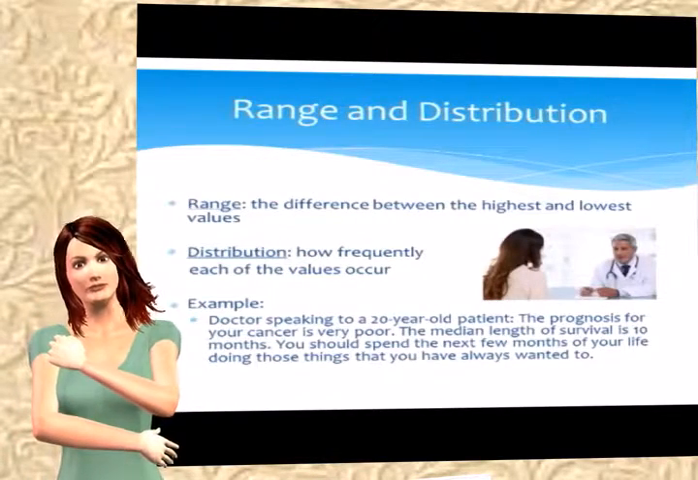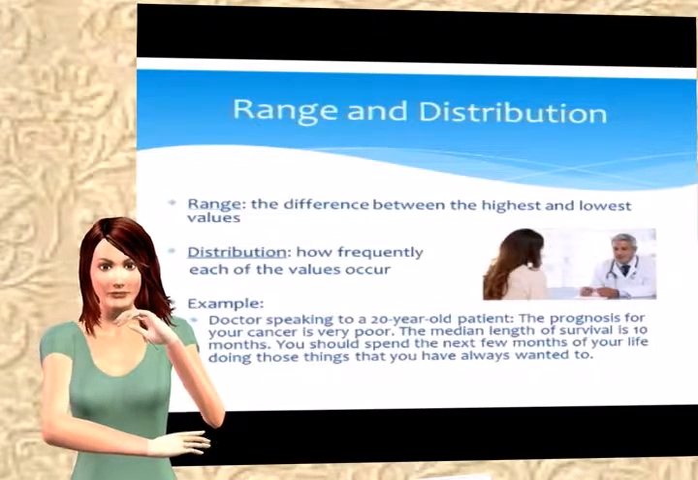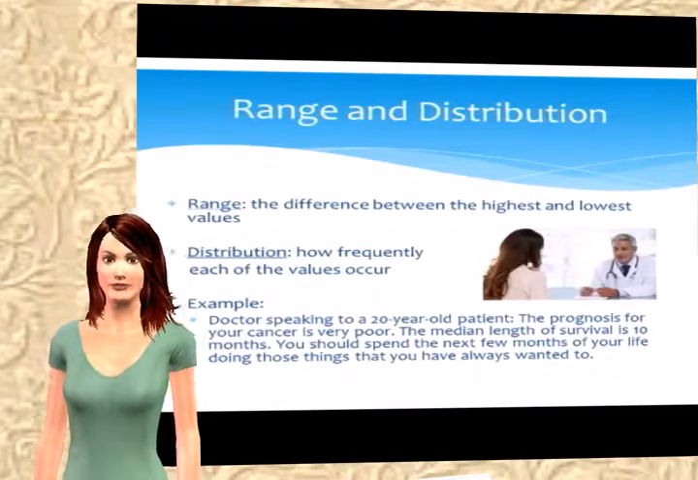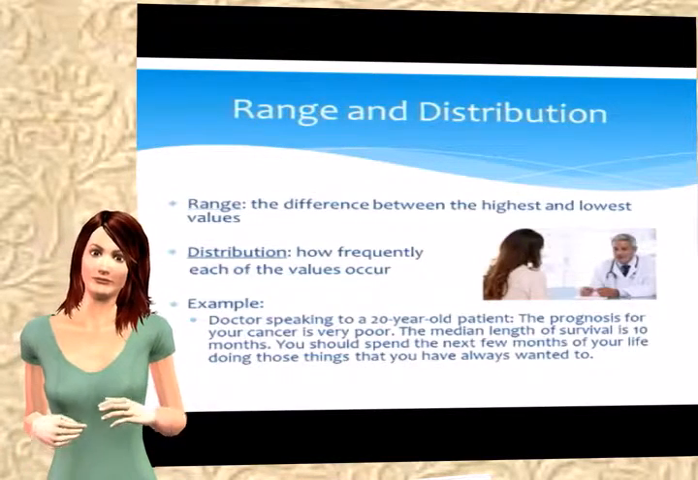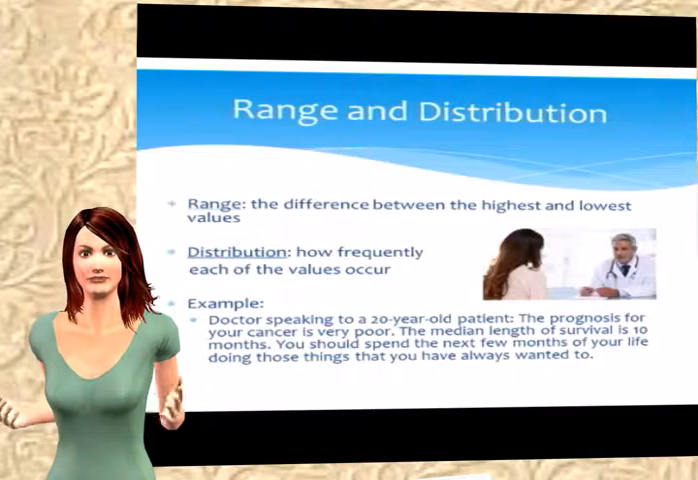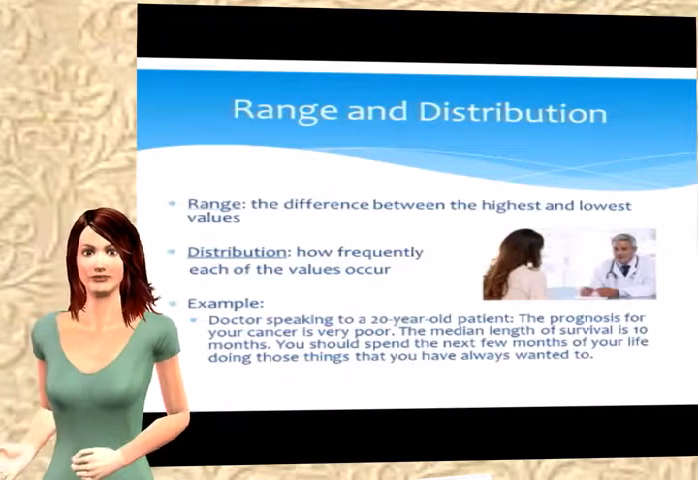We also want to know about two additional values called the range and the distribution. So the range is the difference between the highest and the lowest values. So remember when I talked a moment ago about the median, how the median, unlike the mean, is not as influenced by outliers?